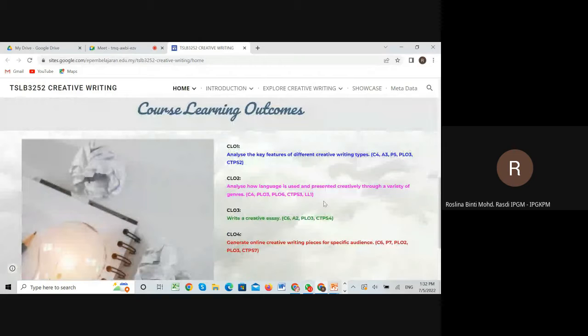This course has 4 CLOs. CLO1 is to analyze the key features of different creative writing types. CLO2 is to analyze how language is used and presented creatively through a variety of genres. CLO3 is to write a creative essay, and CLO4 is to generate online creative writing pieces for a specific audience.